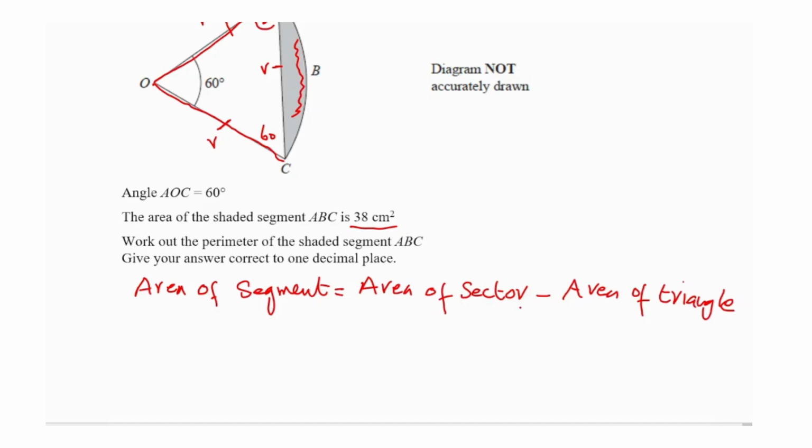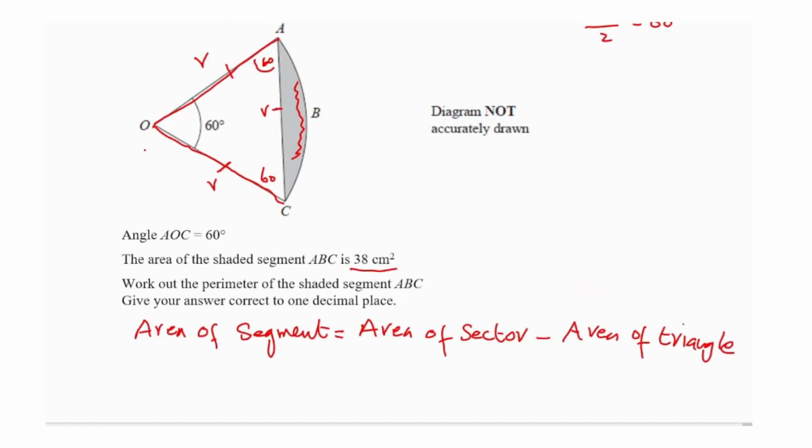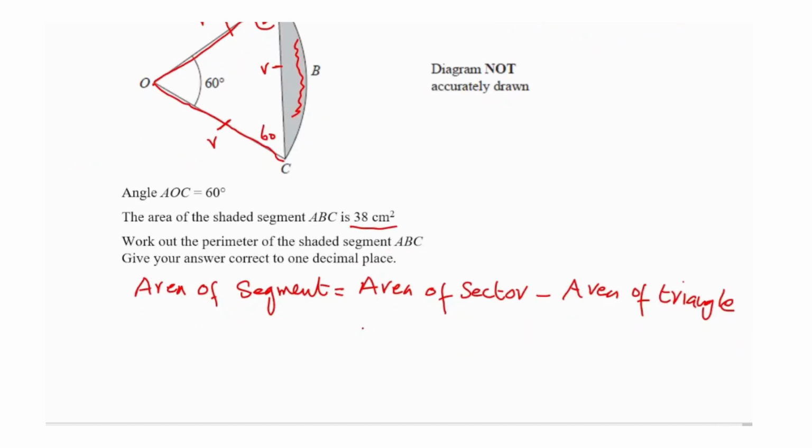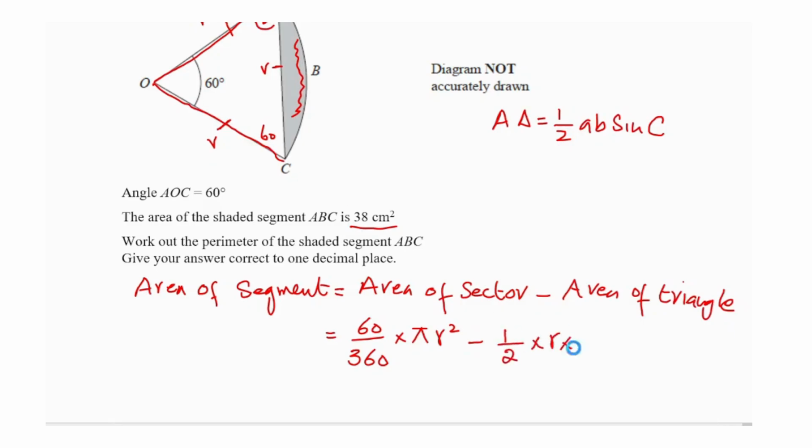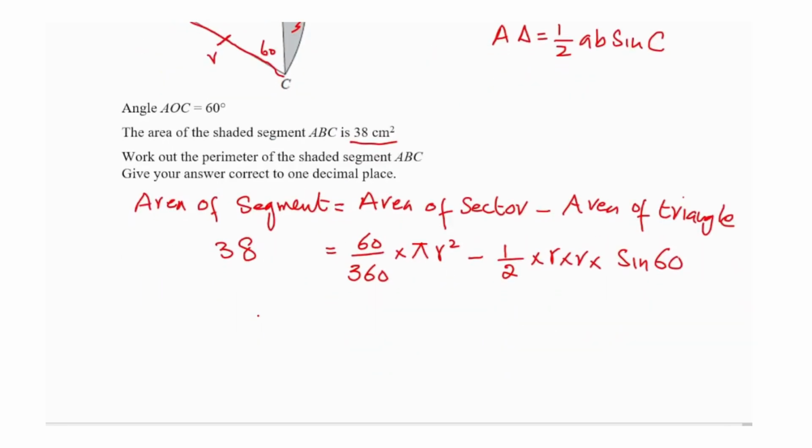So what's the area of a sector? We are given this angle, and we know the area of a circle is pi r squared, but this is not a full circle. This is part of the circle because it's a sector. So this is 60 out of 360, then times pi r squared. That's the area of a sector. Then we're going to find the area of the triangle. Area of triangle is equal to half ab sine of angle C. We have this angle, this side is a radius, this side is also a radius. So half times radius times radius times sine of 60. And the area of the segment is given, 38. Okay, now we're going to solve it step by step.